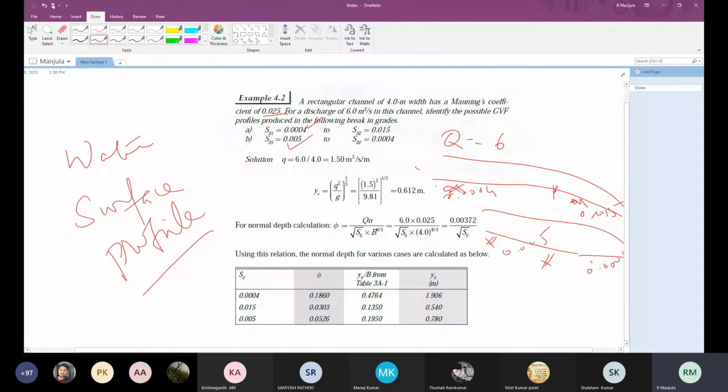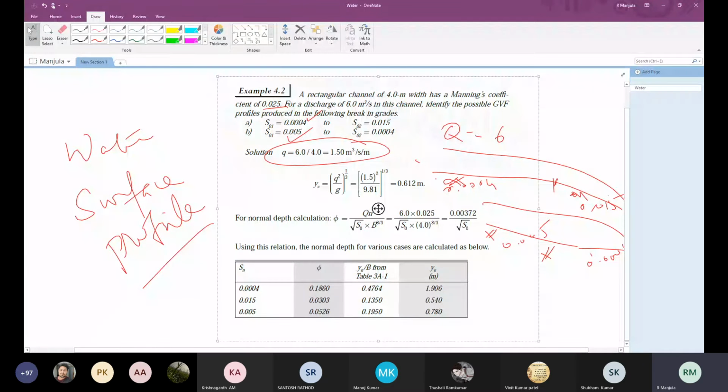So now you know the discharge. So discharge per unit width, small q is equal to 6 divided by 4. So you'll be getting the discharge per unit width. Then after computing this, find out what is the critical depth. Yc is equal to (q square by g) whole raised to 1 by 3. Now you know the critical depth. Critical depth is 0.612 meter.